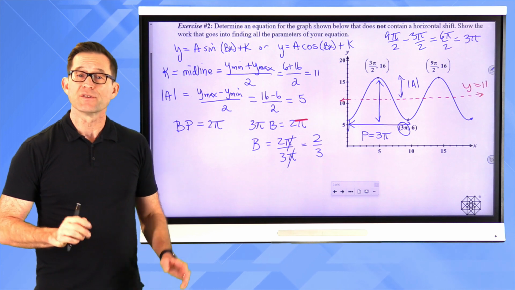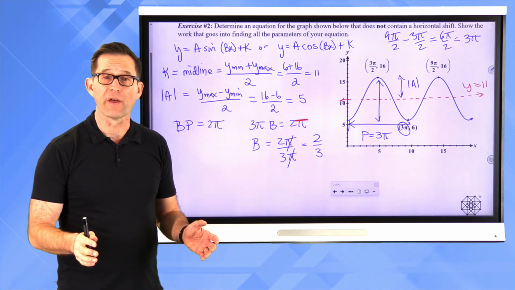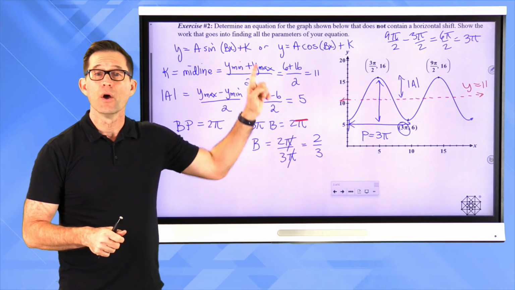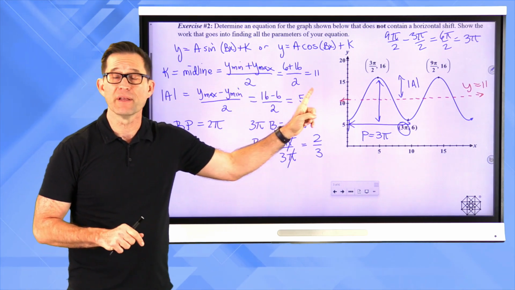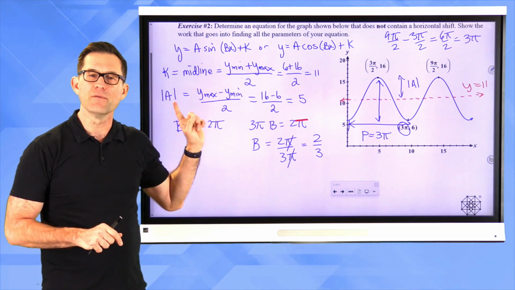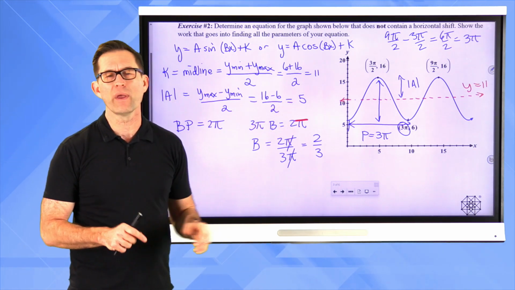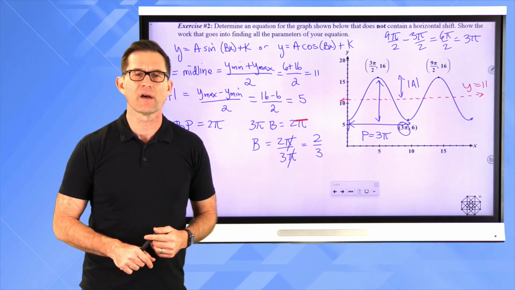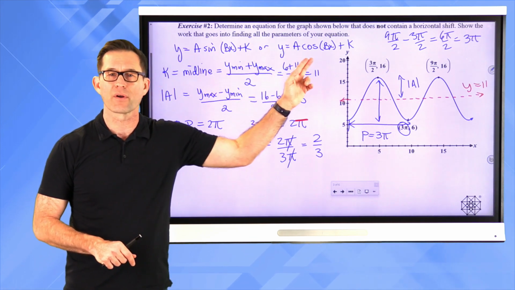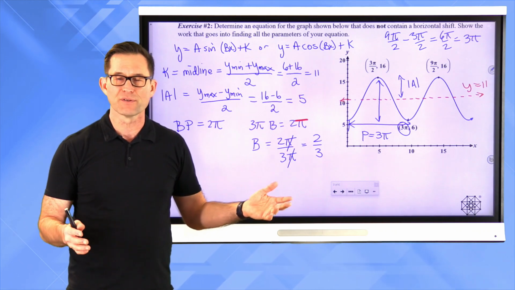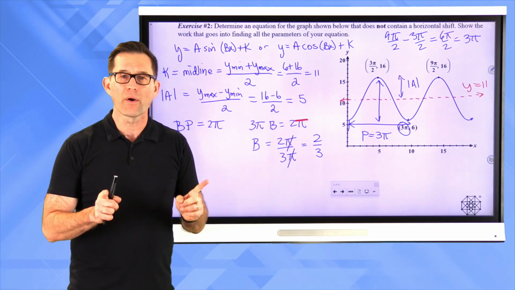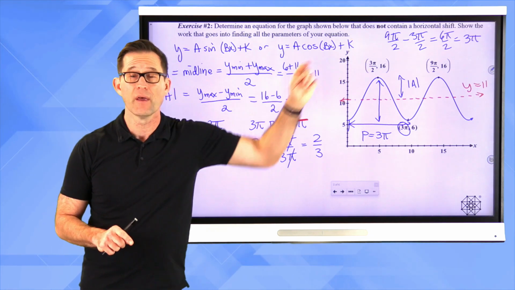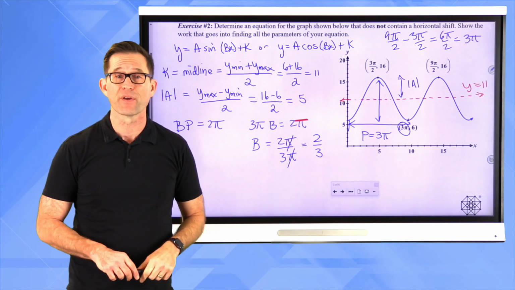So now we almost have everything. We've got the value of b straight up, it's 2/3. We've got the value of k straight up, it's 11. We know the absolute value of a is 5, but that means it could be 5 or it could be -5, and we haven't yet decided whether it's a sine curve or a cosine curve. So here's the key. If I don't want a horizontal shift, and it says does not contain a horizontal shift, then I have to base this off of the cosine.